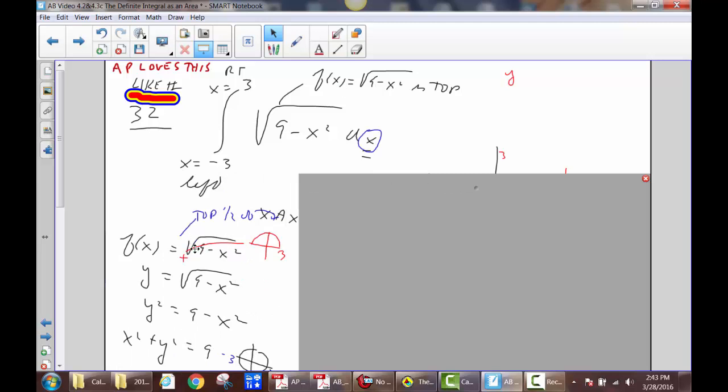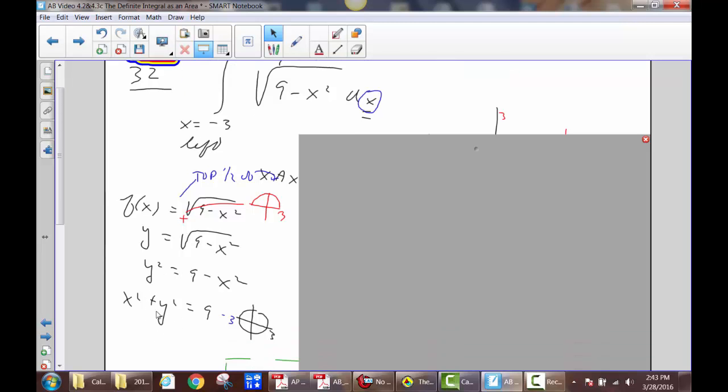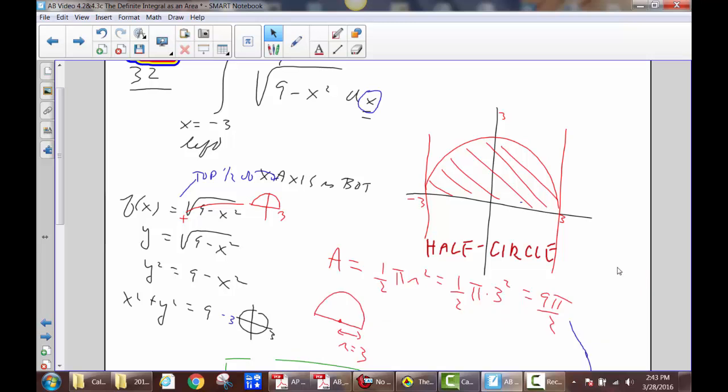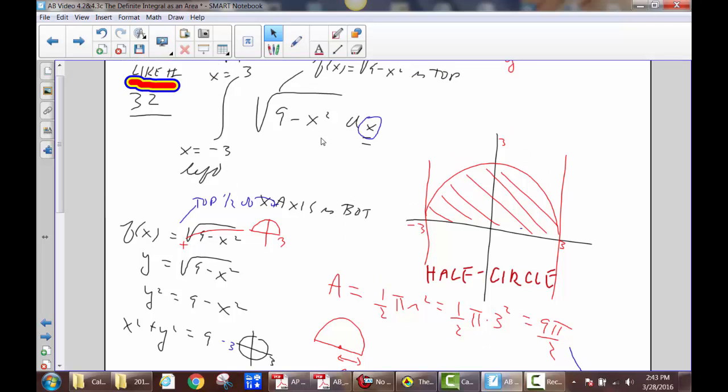When you take this f of x equals the square root of 9 minus x squared, if you square both sides and bring the x squared to the left, you'll notice it's a circle, center origin, radius 3. But because it was f of x equals the positive square root of, it's only the top portion where the y's are positive. So it's a semicircle. Now, you can easily tell it's a semicircle. You can easily tell the radius is 3, and you can find the area of a semicircle by taking 1/2 pi r squared.